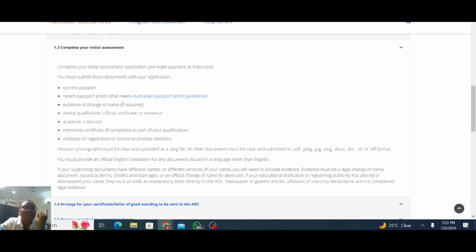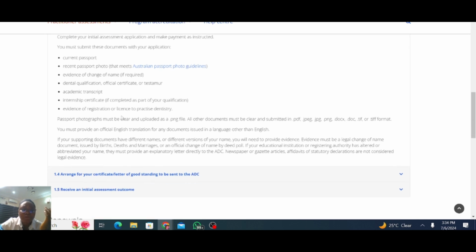If you're married, you bring evidence of change of name, dental qualification, your qualification, official certificate. Official certificate, not statement of results. So if you've not gotten your official certificate from your school, apply for it before you start this assessment. Or testimony, academic transcripts, internship certificates.